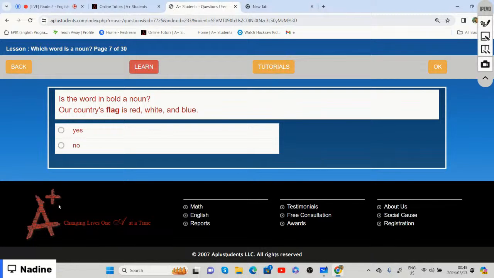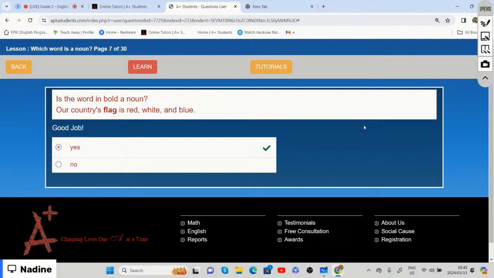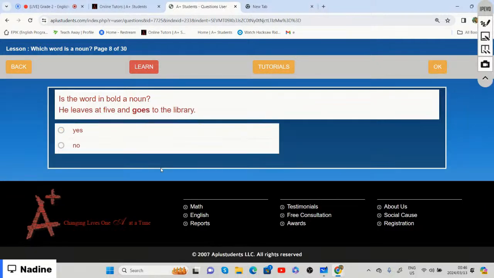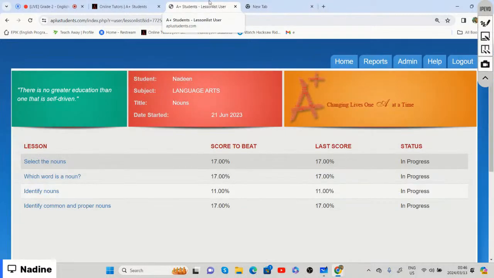All right, so now we can say our country's flag. So flag is a noun, right? So we see that a noun names a person, an animal, a place, and a thing, right? It can be general names of people, places, animals, or things, right?